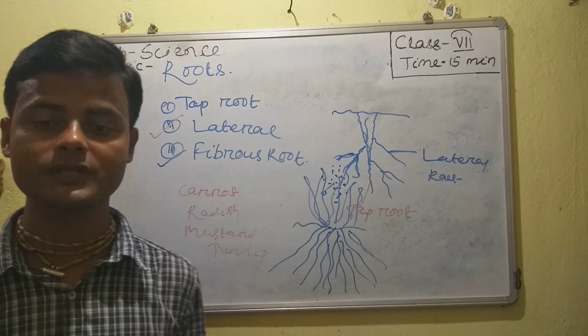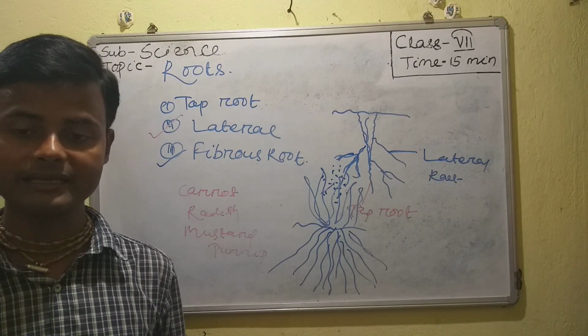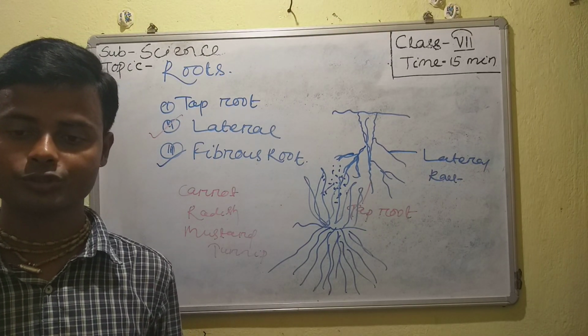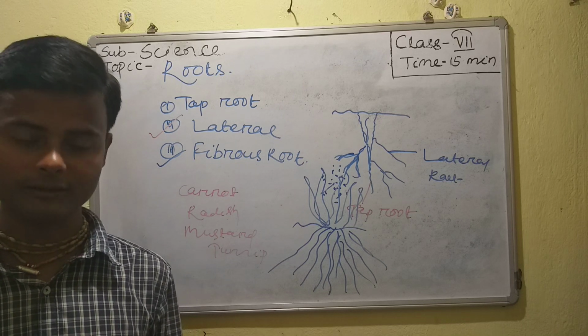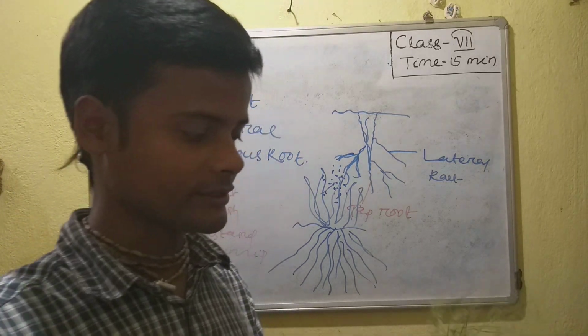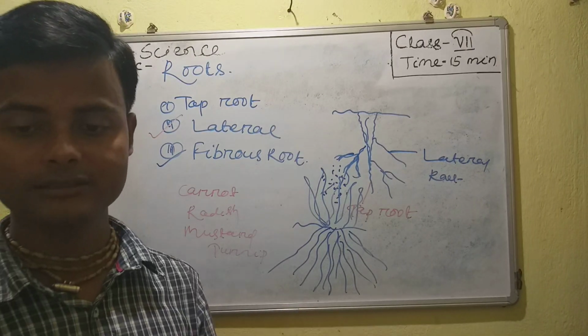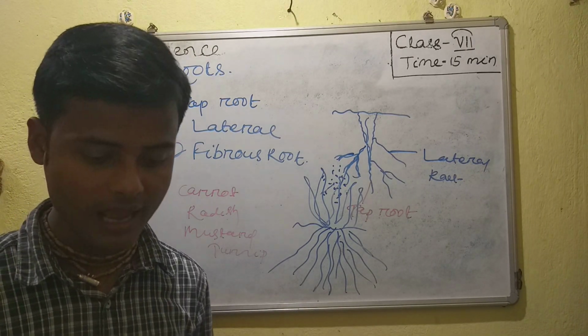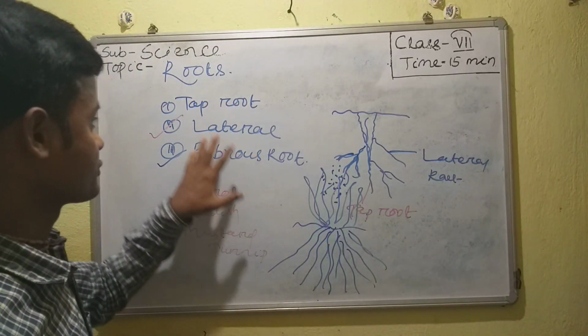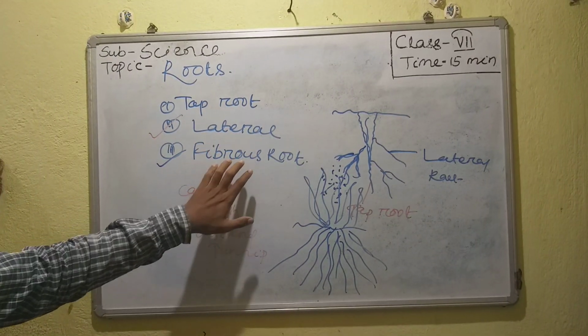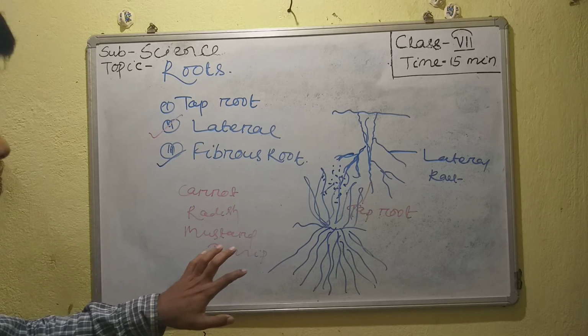These are hairy roots, and their function is mostly absorption of supplements and water from the soil. It helps the plants absorb water and mineral supplements from the soil, right? So these are the three types of roots: taproot, lateral root, and fibrous root, right?